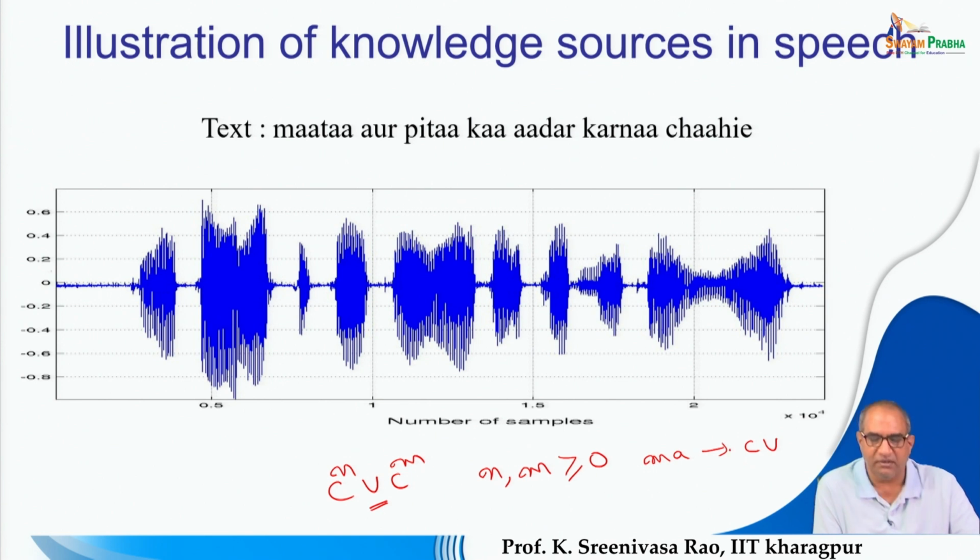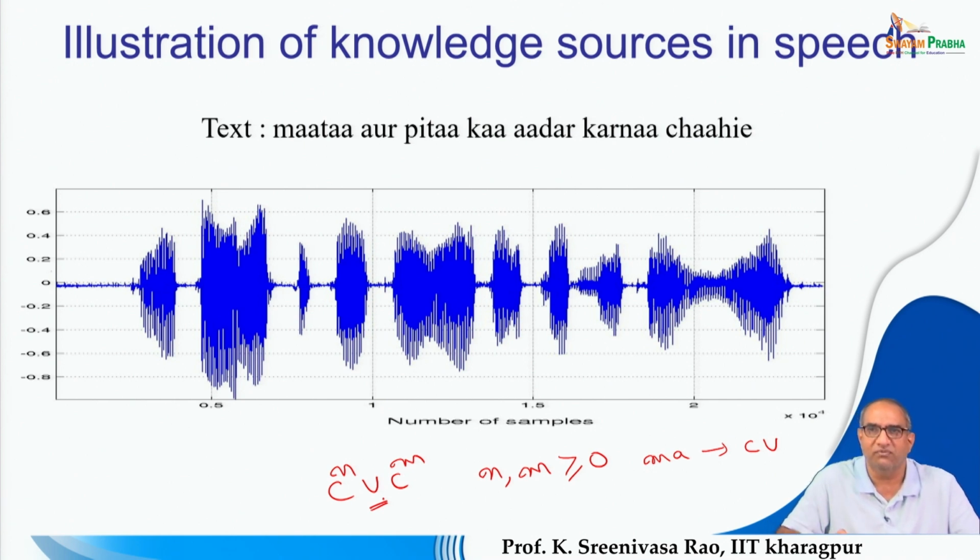So likewise we can define the syllable as having the structure C^n V C^m, where m and n are greater than or equal to 0. If they equal 0, the syllable constitutes only the vowel, and if non-zero, the consonants are present. Sometimes a consonant precedes the vowel, sometimes it follows the vowel, and sometimes consonants both precede and follow. That way we can define the syllable. The individual sounds are known as phones, which we already defined.